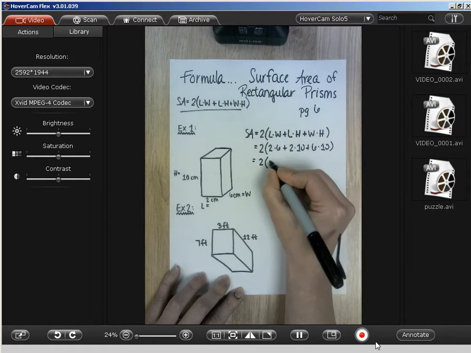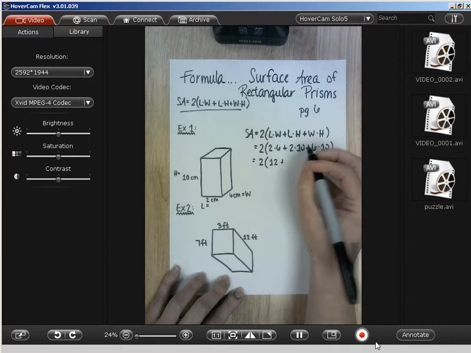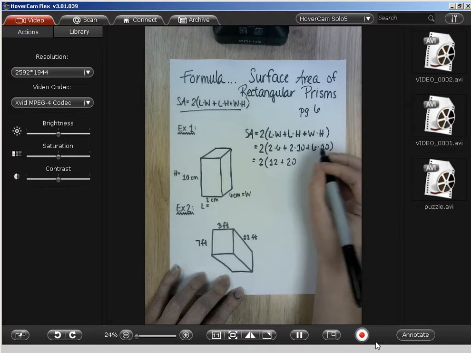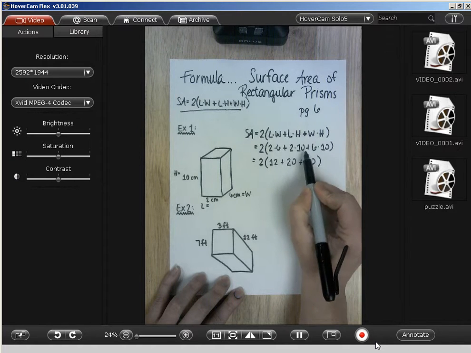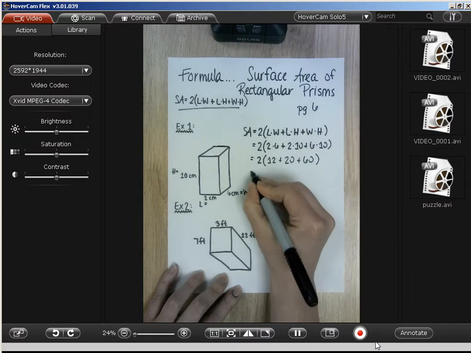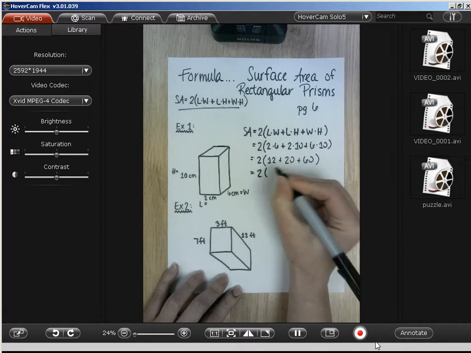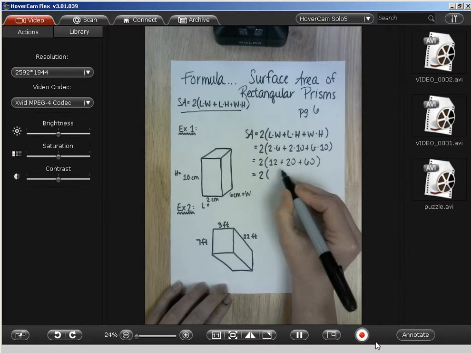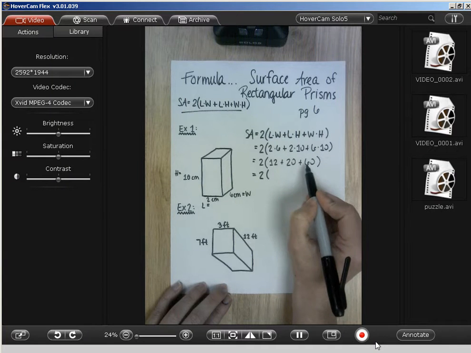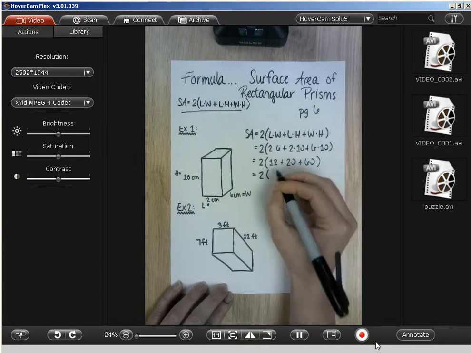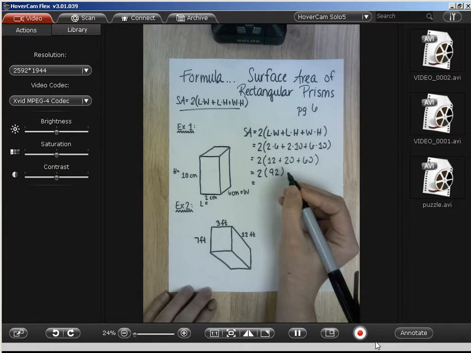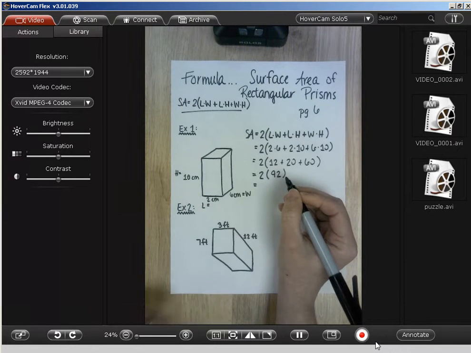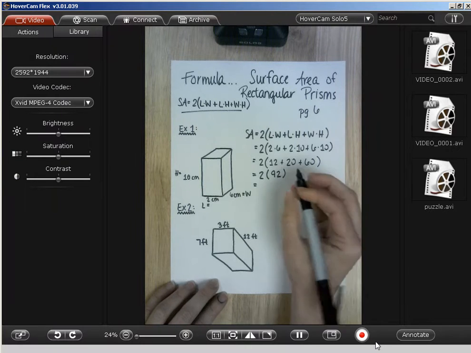2 times 6, of course, is 12, plus 2 times 10, of course, is 20, plus 6 times 10, which, of course, is 60. And obviously, you know that we do multiplication first because of order of operations. Okay, that's why we're also doing all the stuff on the inside of the parentheses first. So let's go ahead and add it up. 20 plus 60 is 80. 80 plus 12 is 92. And what's left to do is 92 multiplied by 2, which is 184.